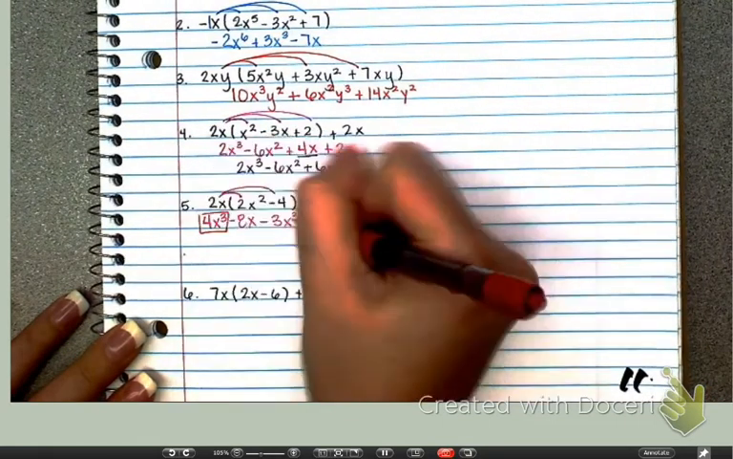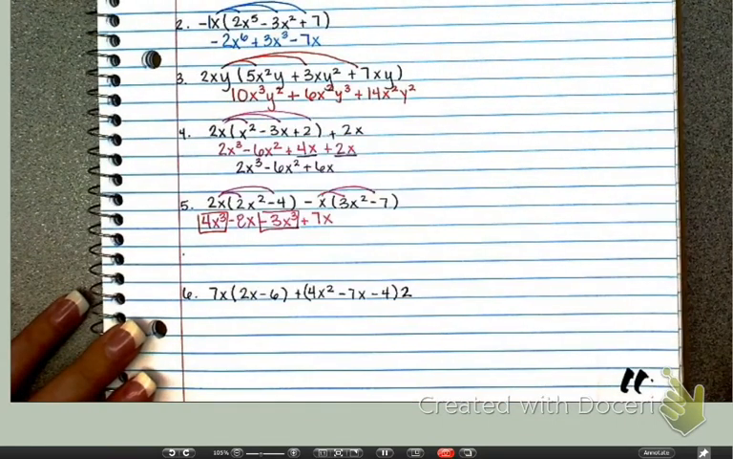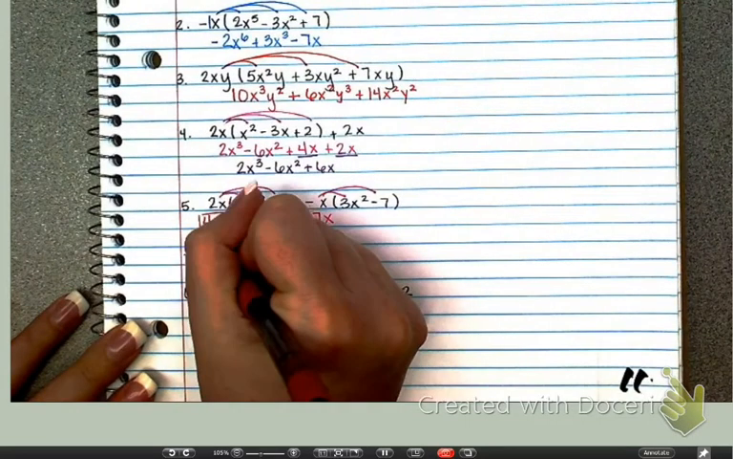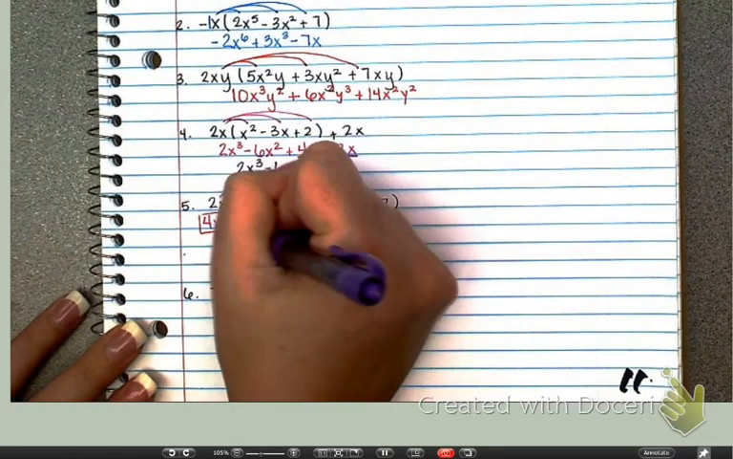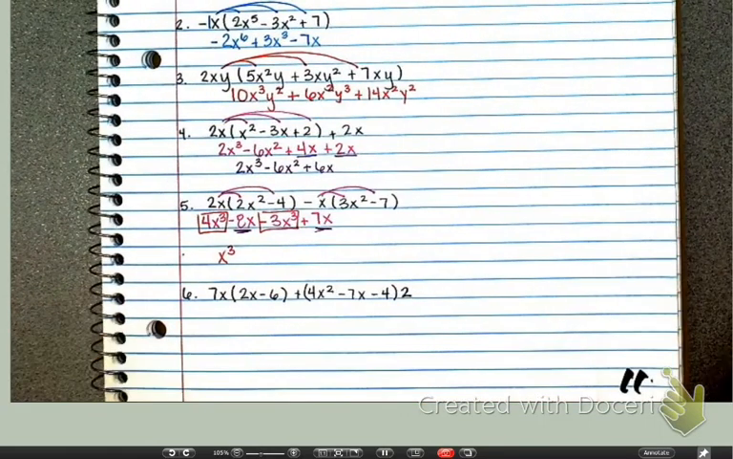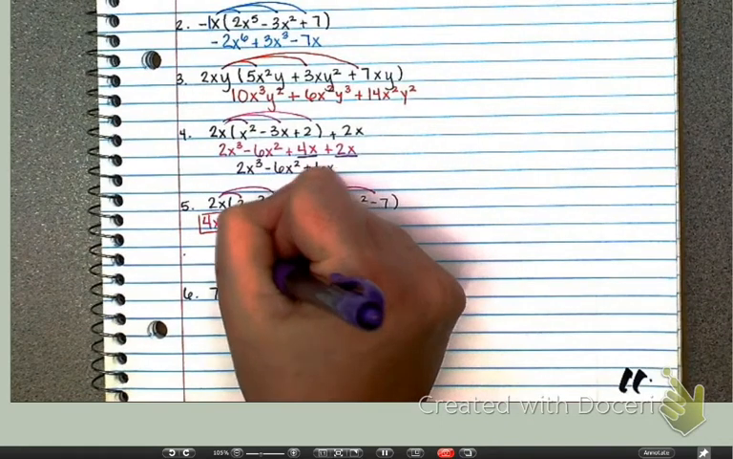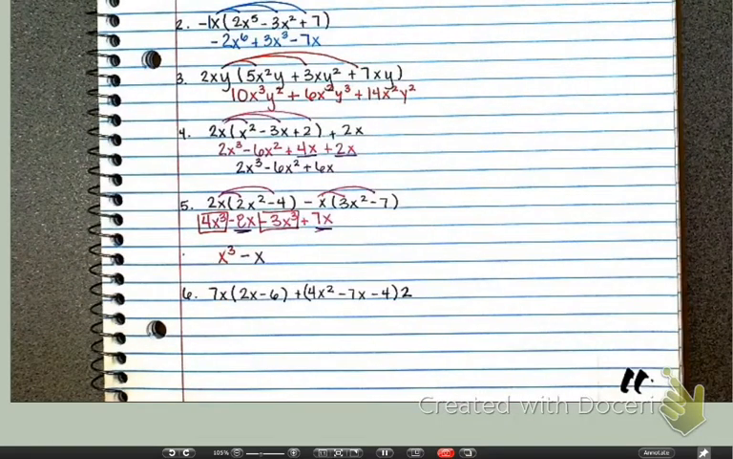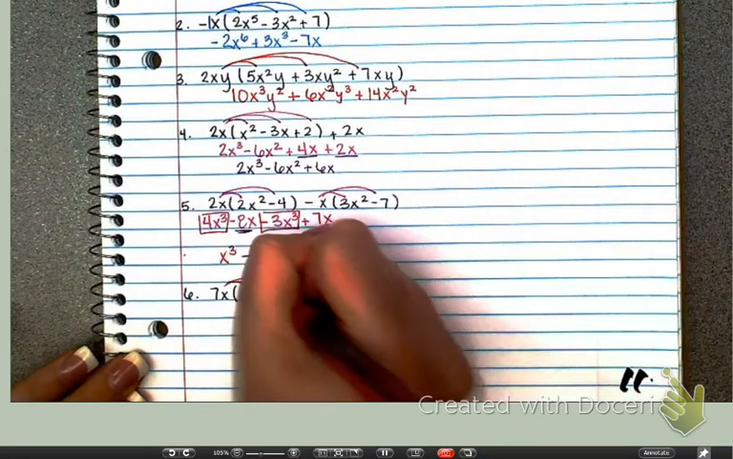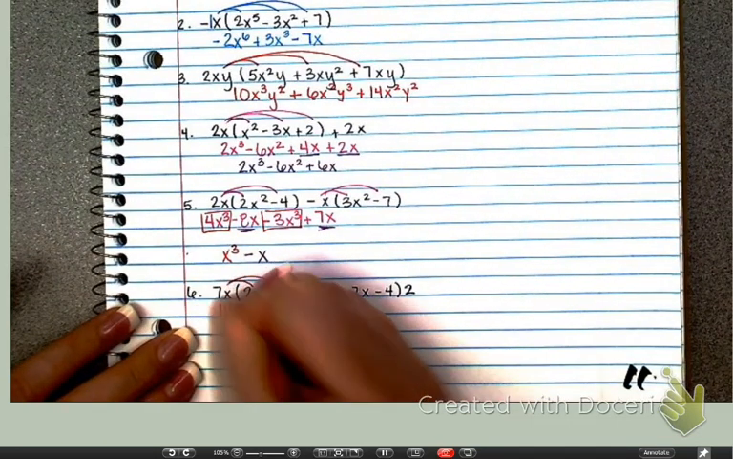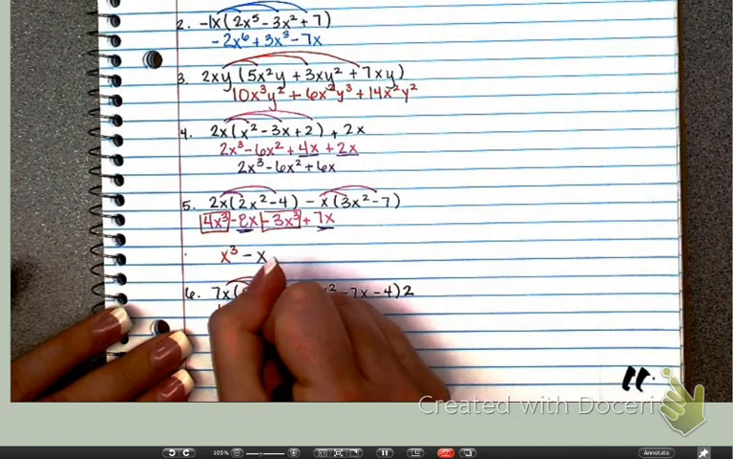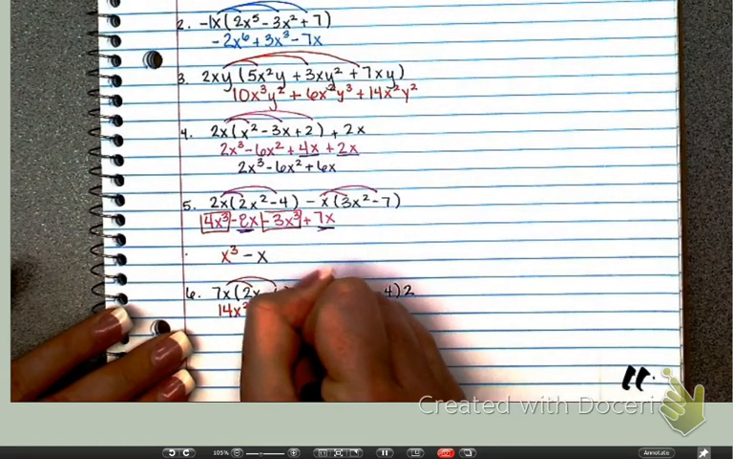So 4x to the third and a negative 3x to the third is a positive x to the third. Negative 8 plus 7 is a negative 1x or just negative x. Yes? Awesome. Okay, next one. When I distribute, I get 14x squared minus 42x.